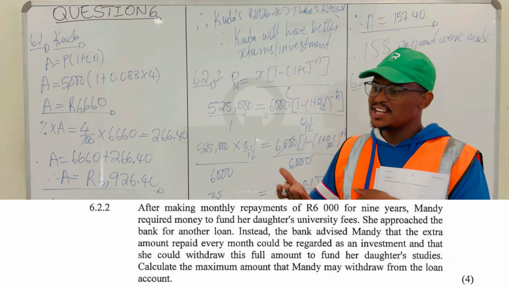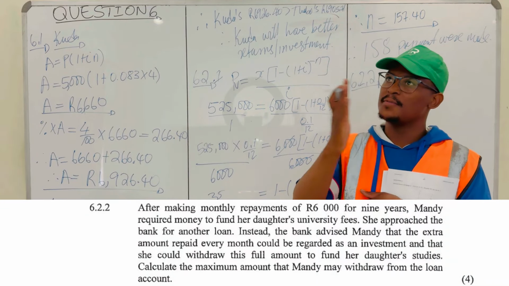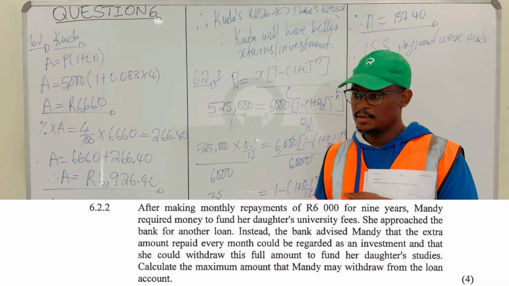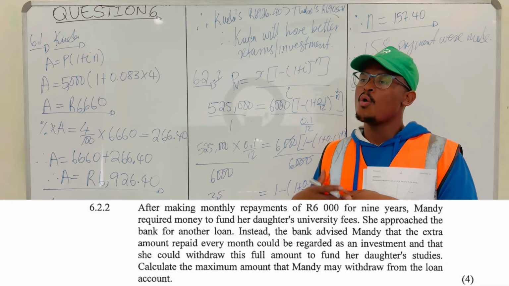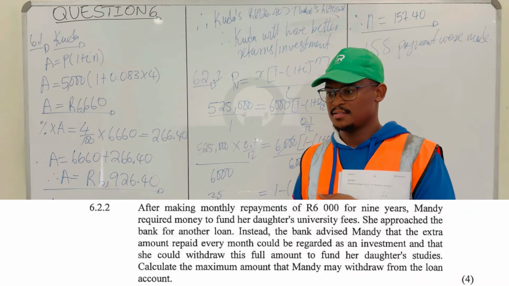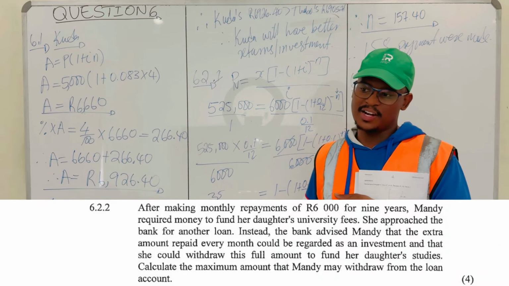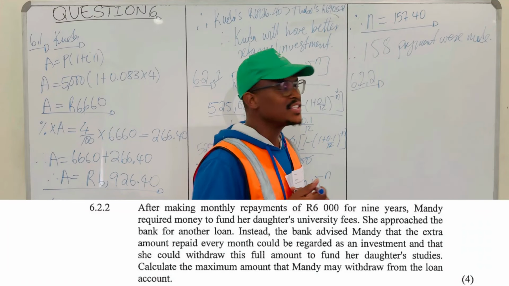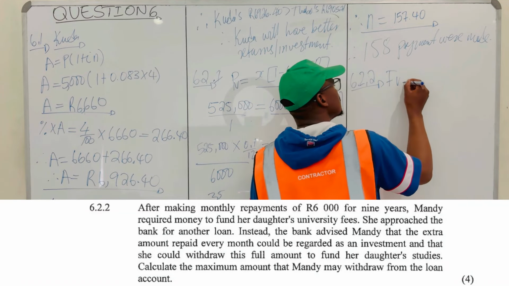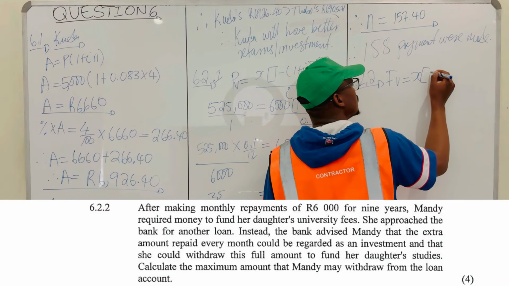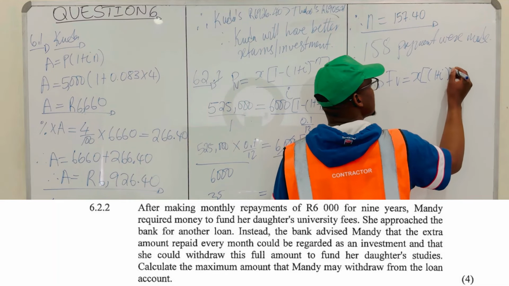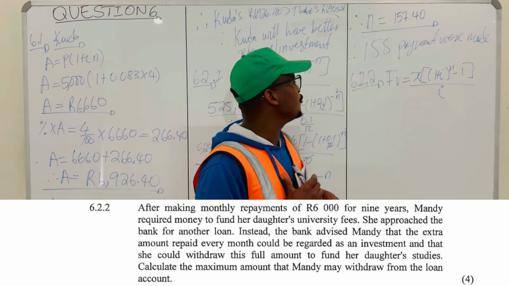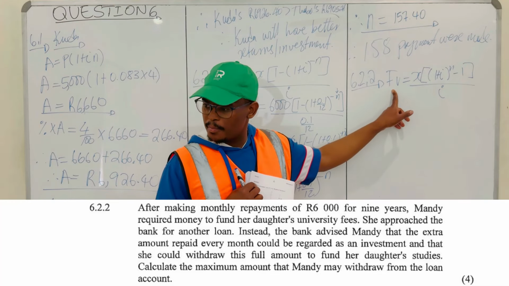So if we calculate the value of the investment, are we using the future value or the present value formula? We use the future value because we want to know the value of that investment if she has been paying for 9 years. So our future value is equal to x times (1 plus i) raised to n minus 1, all over i.